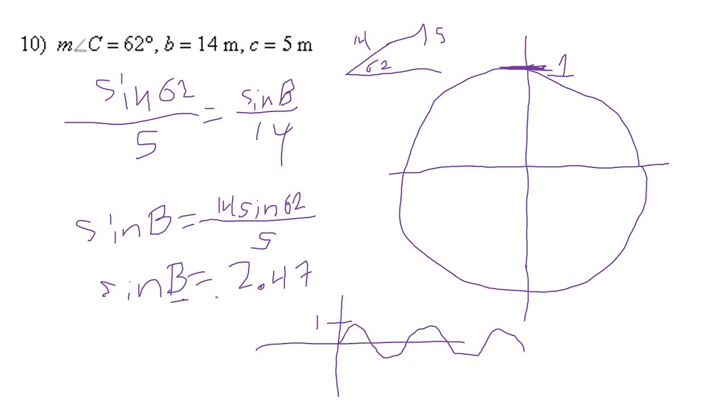If we did get an angle here, say we did inverse sine of like 0.47, or something, and we did get an angle.